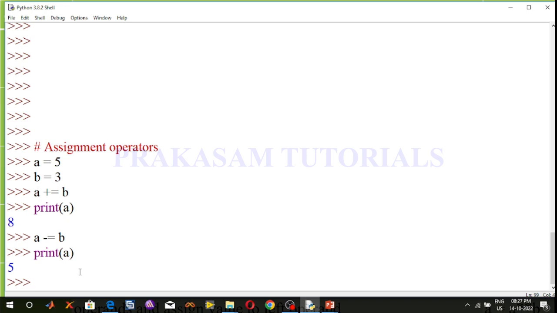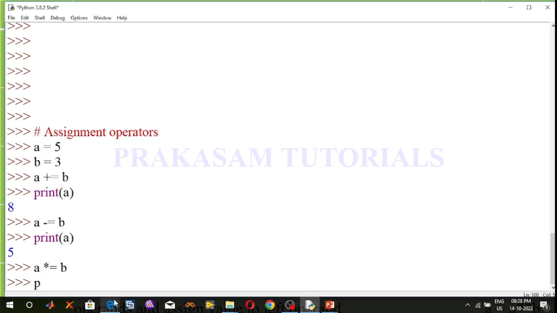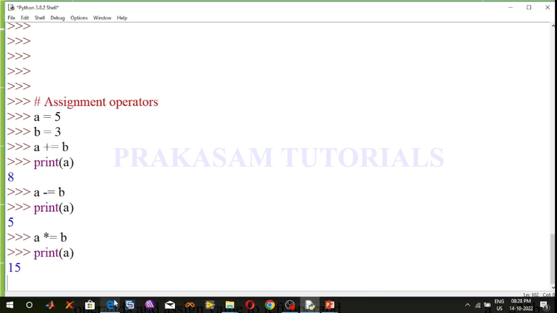Next, multiply end: a star equal to b. A star equal to b means a is equal to a into b. Now the value of a is 5, b value is 3. So 5 into 3 is 15. Using the print function, print of a is 15.